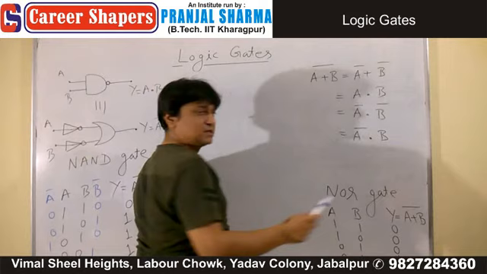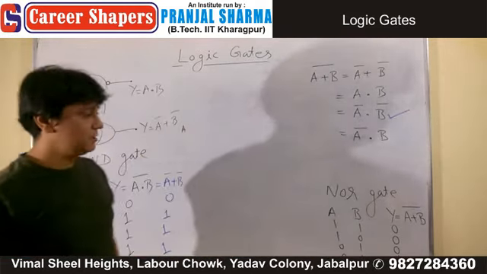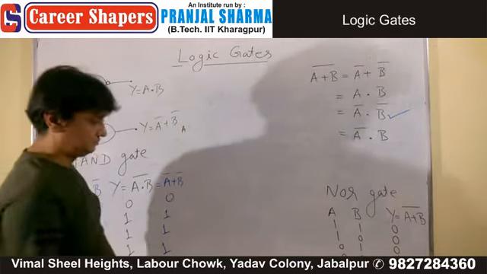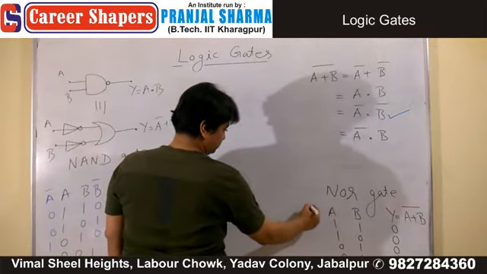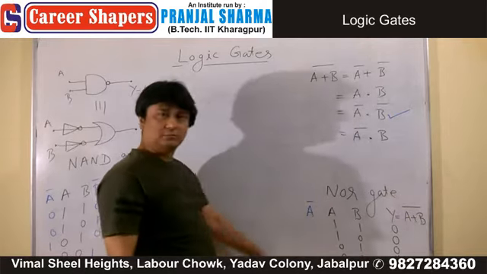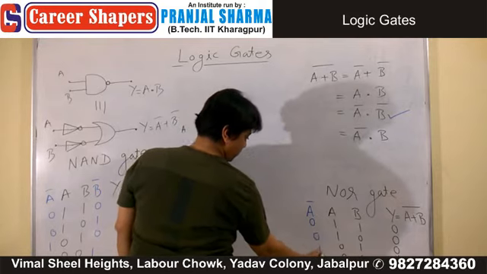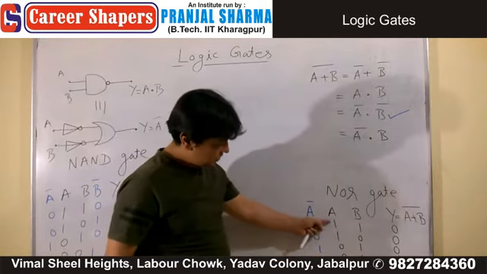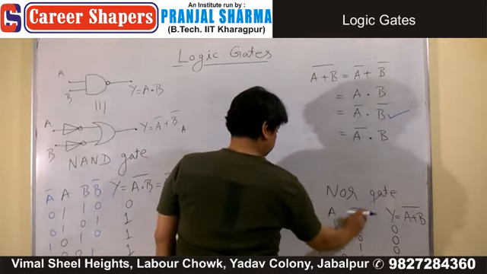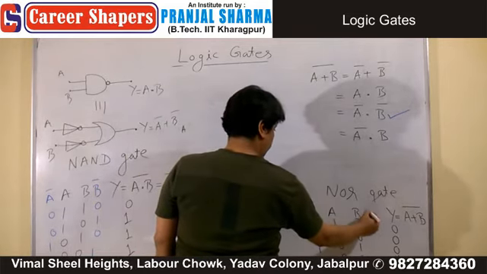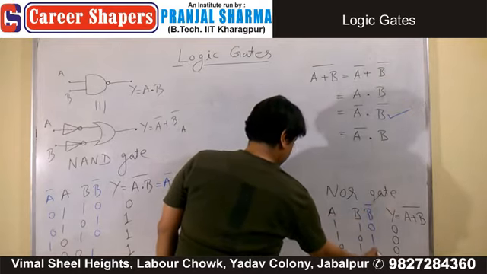The correct answer is, remember this, A bar dot B bar. Again, this is A bar, which is 0, 0, 1, 1. This is B. Then your B bar is 0, 1, 0, 1.